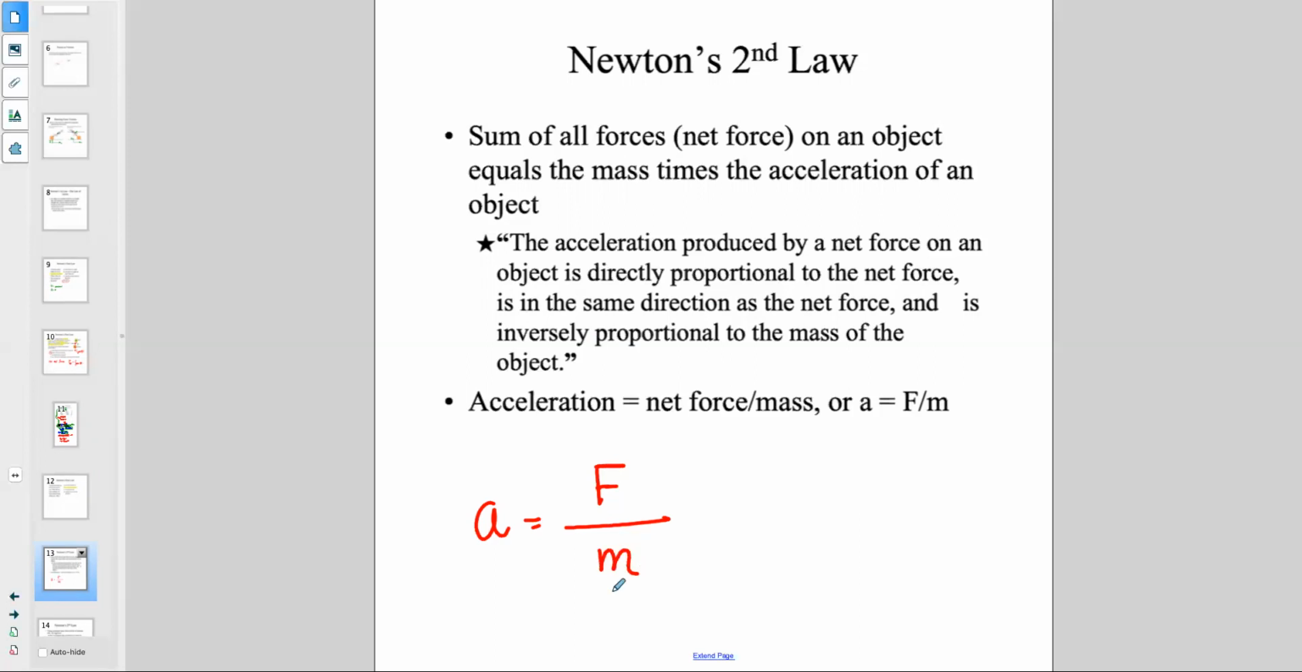divided by its mass. Now, if I want to write it a little more mathematically, in a better format, I'll write it F equals ma. You might have seen this before, you might not, but here it is. This is the best way to show Newton's second law, F equals ma. A force acting on an object equals its mass times its acceleration. Okay?